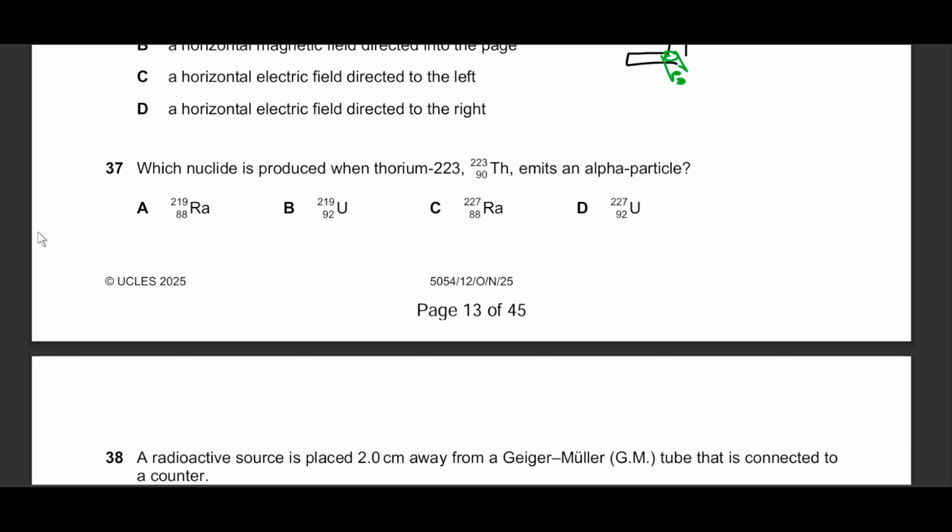Question 37. He says that thorium emits an alpha particle, no problem. The upper number will be subtracted by 4, the lower number subtracted by 2, because alpha is 4, 2. So this should be 223 minus 4 and 90 minus 2. No other option has this. This one has 88, but they actually added 4 into this, which is wrong. It's going to be option A.